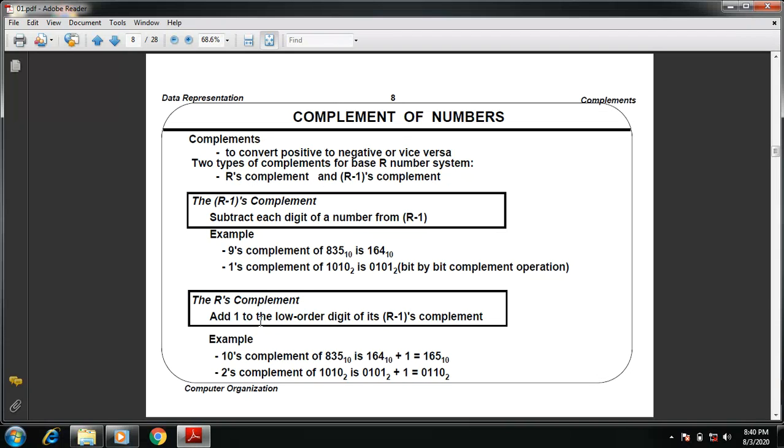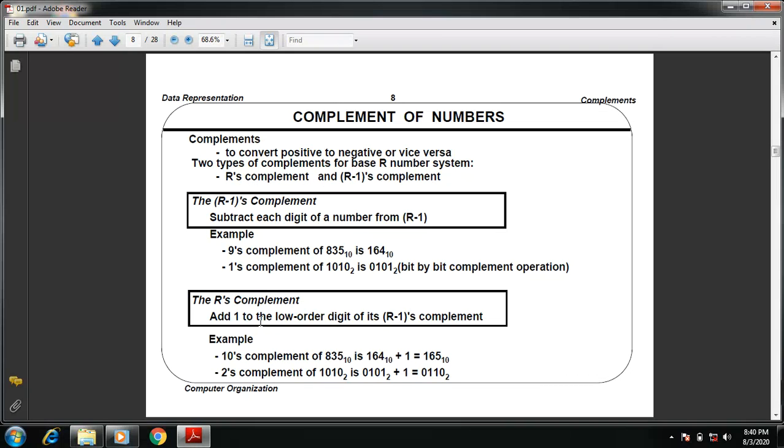For example, first we take one number, the decimal 835 base 10, which we convert to its 9's complement. So each digit is subtracted from 9. First 9 minus 5, we get 4. Then 9 minus 3, we get 6. 9 minus 8, we get 1. So 164 is the 9's complement of 835 base 10.